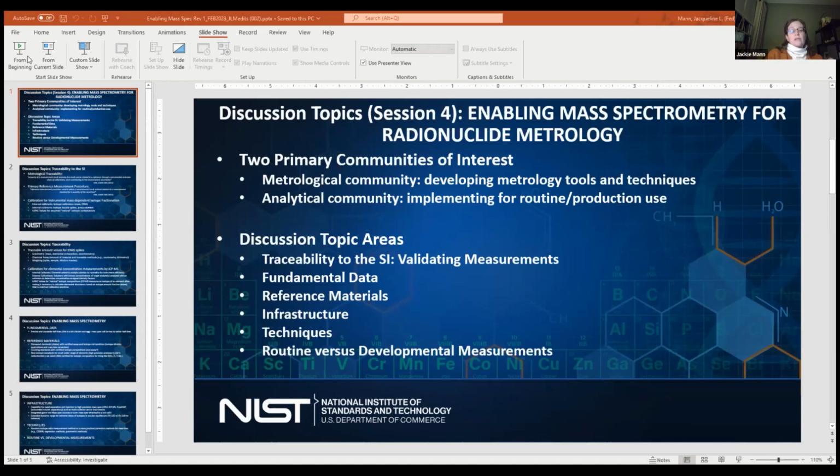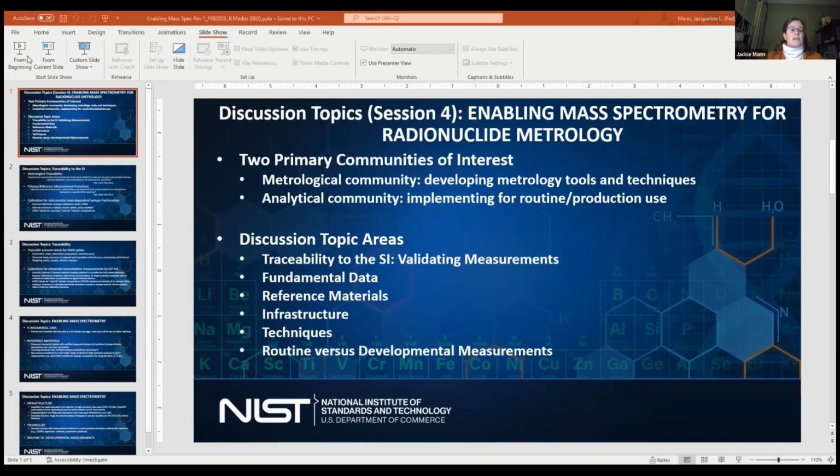And then there's the analytical community. Those are the folks that are actually using those metrology tools in their daily radionuclide measurements, the routine measurements that they're doing. Both of those communities have some overlapping needs that may be similar in this topic area, but they also have some distinct needs. The metrology community is probably more interested in primary techniques and primary measurement techniques, whereas the analytical community is not quite as interested in something like that.